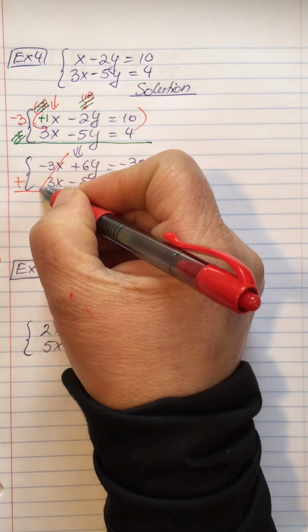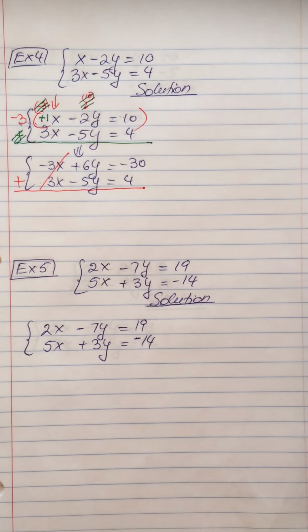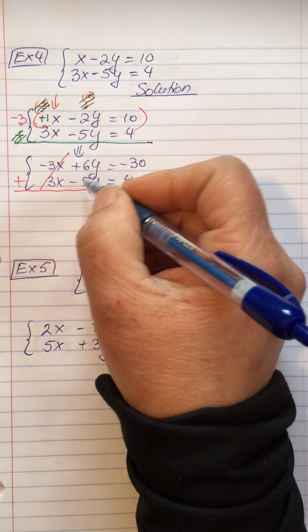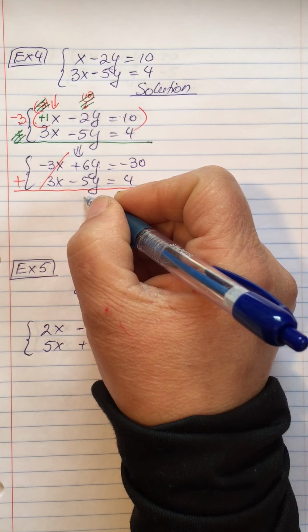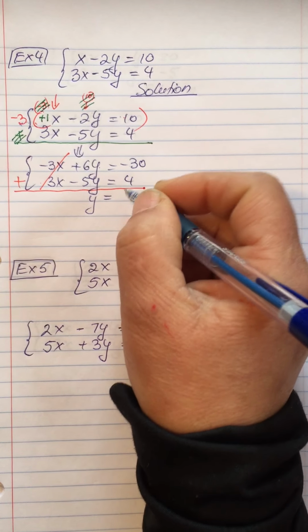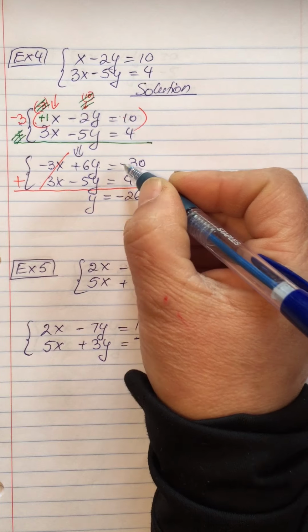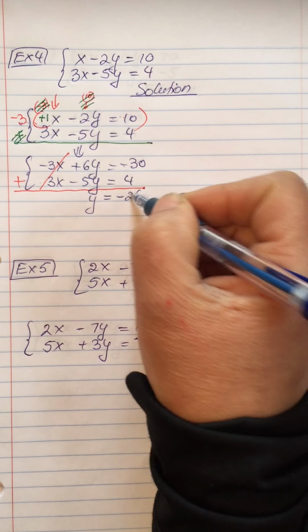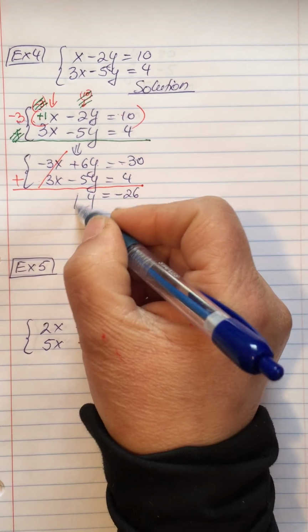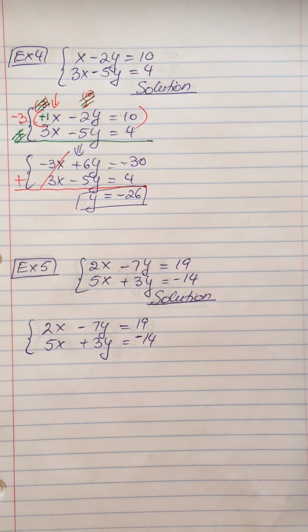X is gone, negative 3 and positive 3 is 0, x disappears, so I am left only with y's. 6y minus 5y is 1y. And negative 30 plus 4 is negative 26. We subtract, 30 minus 4 is 26, and we keep the sign of 30, negative. And this is the second value, the second coordinate of my solution.